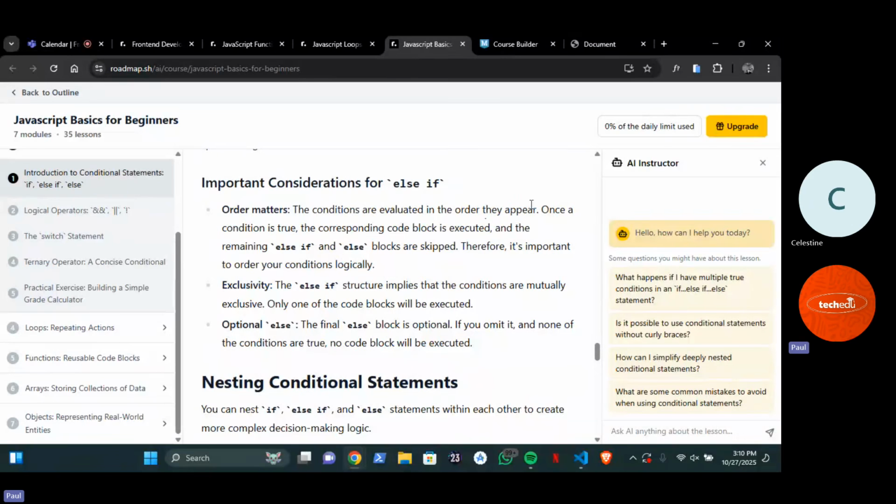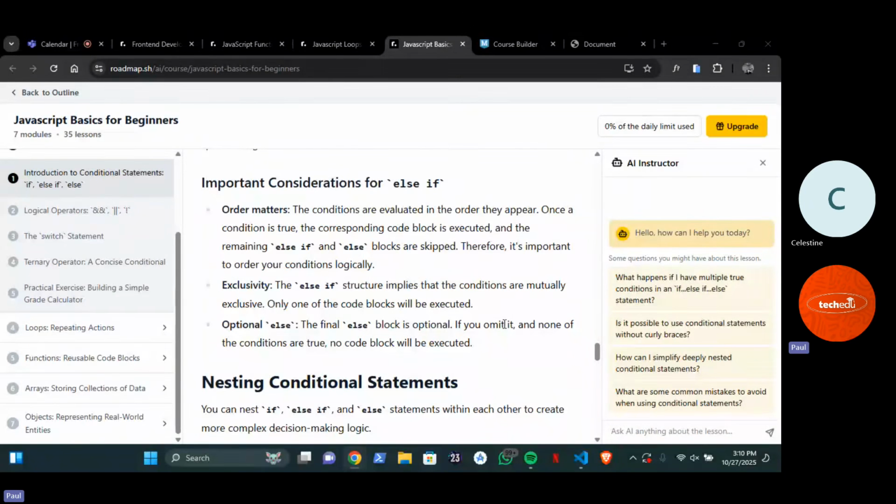Once a condition is true, the corresponding code block is executed, and the remaining else if and else blocks are skipped. Therefore, it is important to order your conditions logically. Now, exclusivity. The else if structure implies that the conditions are mutually exclusive. Only one of the code blocks will be executed.